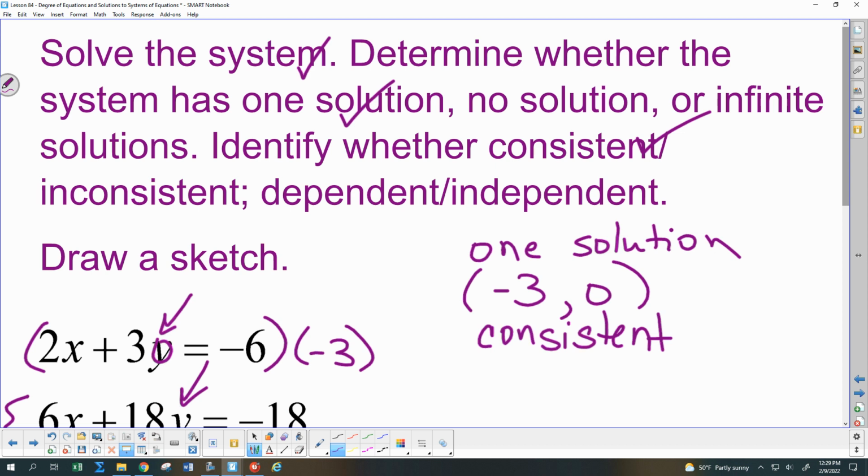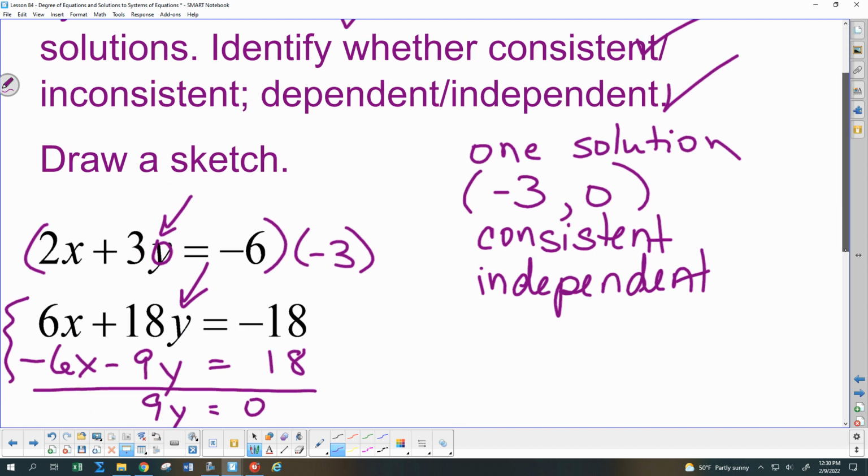And we said independent and dependent. They're independent if they're two different lines. Do we have two different lines if they cross at one point? Yeah, we've got two different lines. They're not the same line. We've got two different lines that cross at one point. So they are independent. All that's left is to draw a sketch.